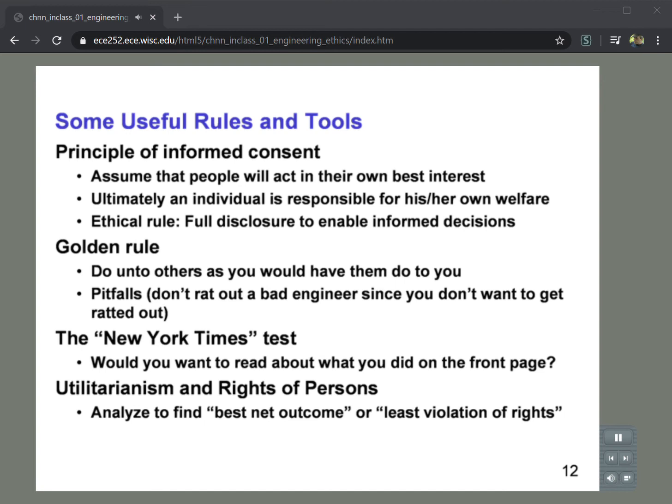And finally, we'll talk about this analysis process that we can use as a tool, again, to help identify and perhaps trade off and find the best net outcome if we have a set of conflicting ethical principles that we're dealing with. That will lead to the best net outcome or will lead to the least violation of the rights of persons as a result of the action that we undertake.